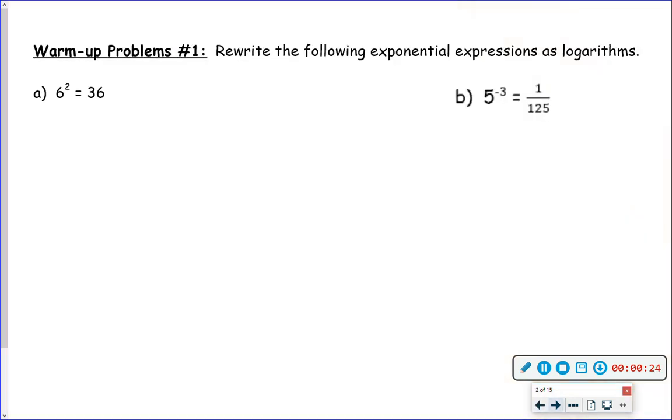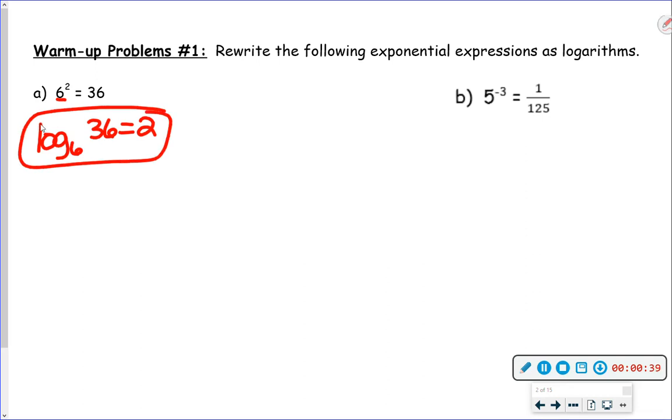All right, just a couple of warm-up problems. Rewrite the following exponential expressions as logarithms. So just practicing. We're in exponential form, we're going to convert to log. Our base, of course, is 6. Argument is 36, and we always equal the exponent. That's all we have to do.